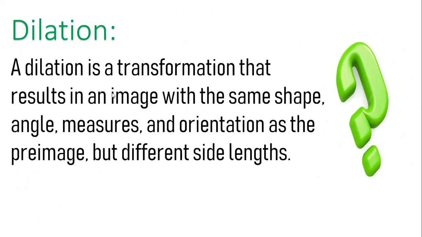A dilation is a transformation that results in an image with the same shape, same angles, same measures, and same orientation as the pre-image, but the difference here is only what? The side length. So either we are going to have an image that is larger, or we are going to have an image that is smaller. Clear?